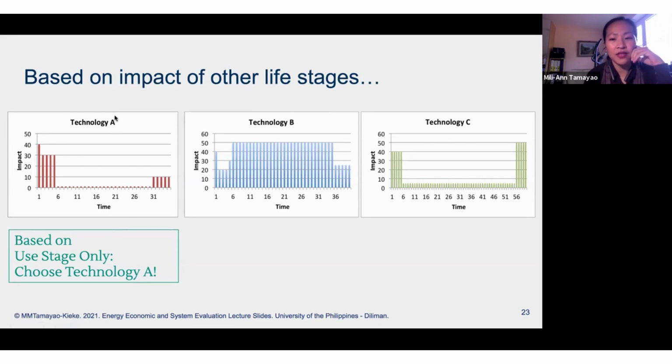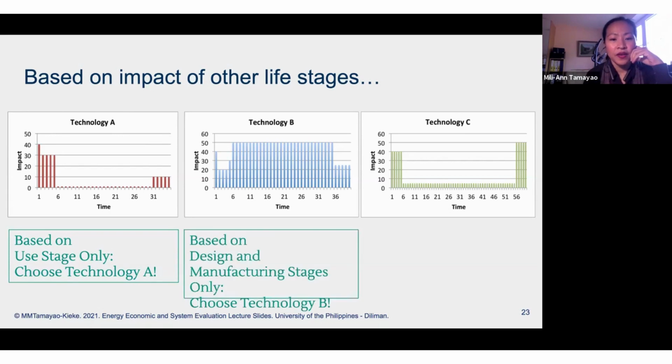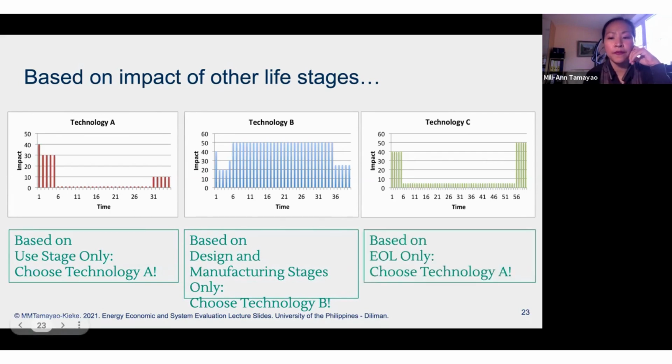Everyone can follow naman, no? Simple lang yung example natin. How about if we base it on, as I said earlier, design and manufacturing stages, it would be technology B. How about if it's end of life? Again, it's technology A. So, pwedeng mag-iba-iba yung conclusion mo depending on the life cycle stage that you are focusing on.